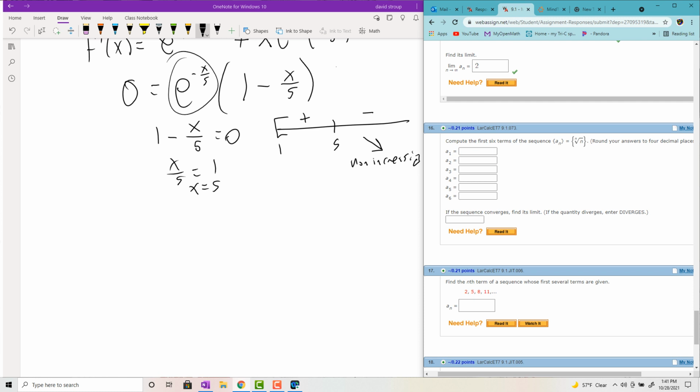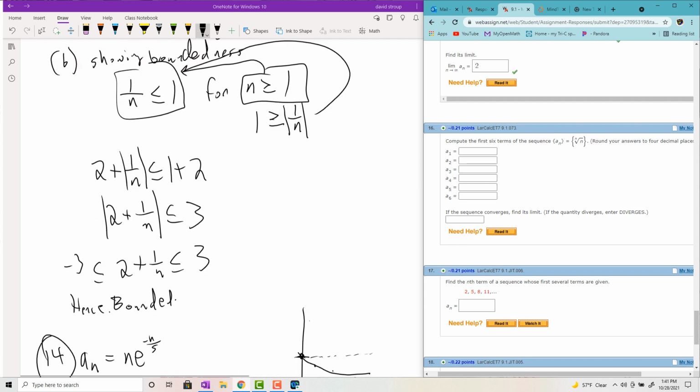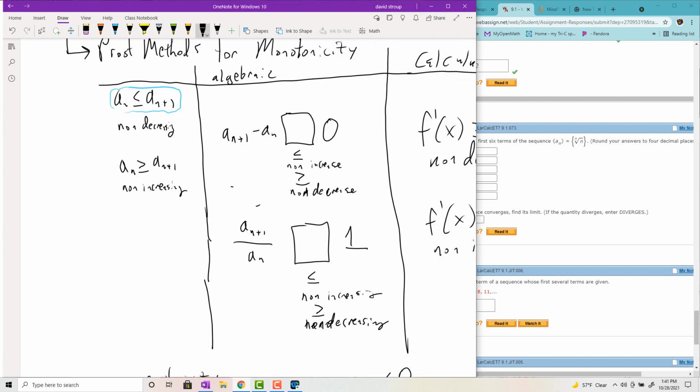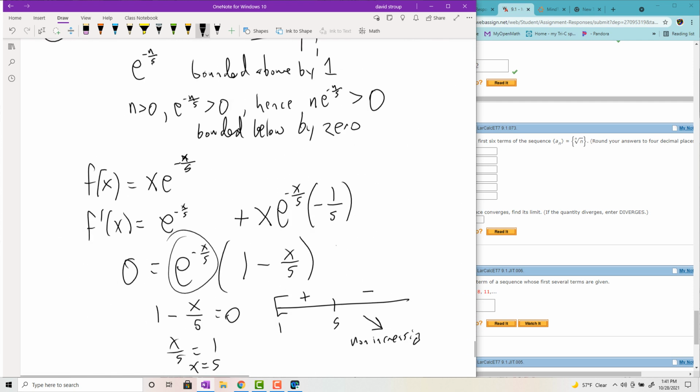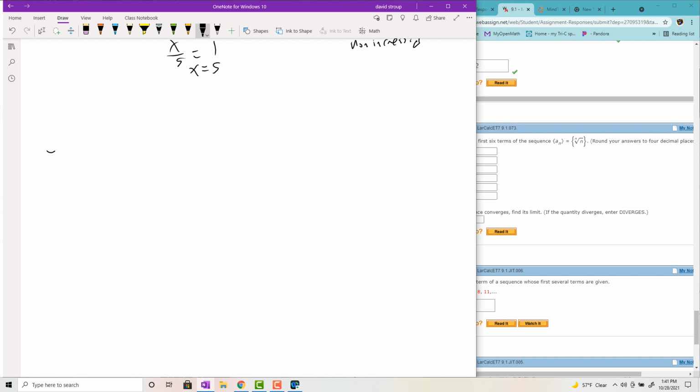The other kind of monotonicity test I just want to show you really quick is kind of a ratio type test. It's this test right here. Okay, so for example, I'll just give you an example. a sub n equals 2/3 to the n, right? This guy is bounded. It's bounded above by 1. It's bounded below by 0, so it definitely is bounded.